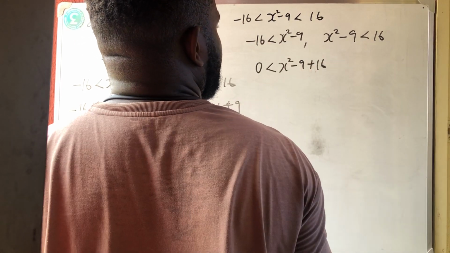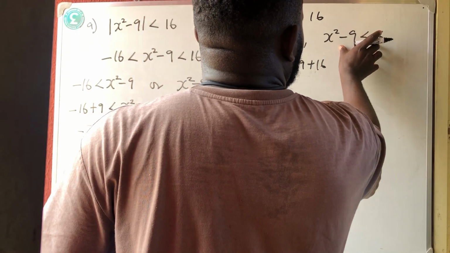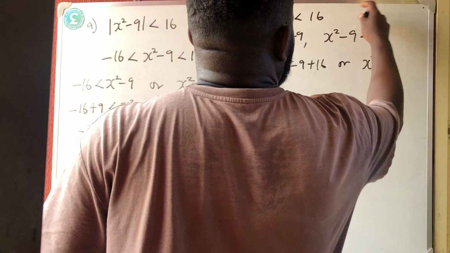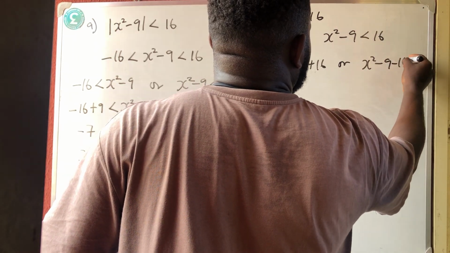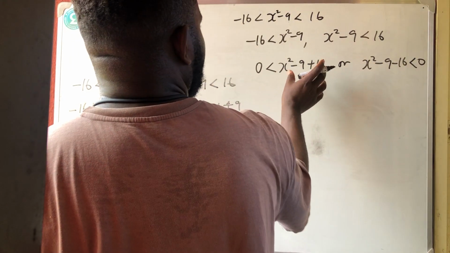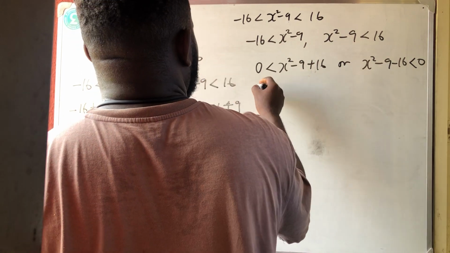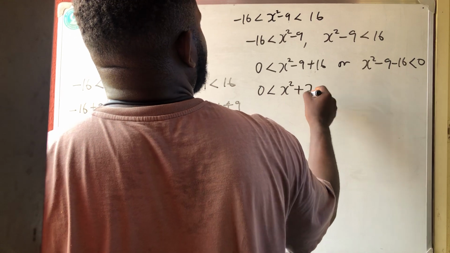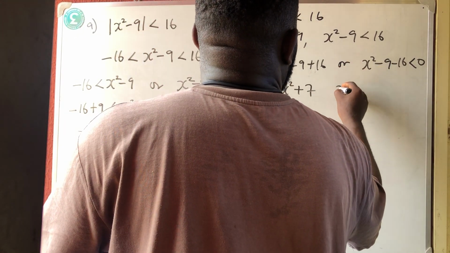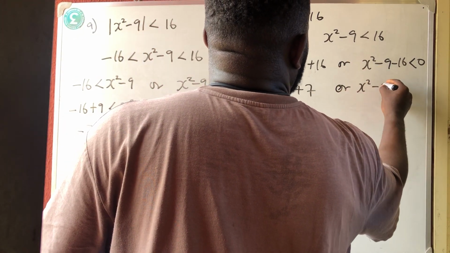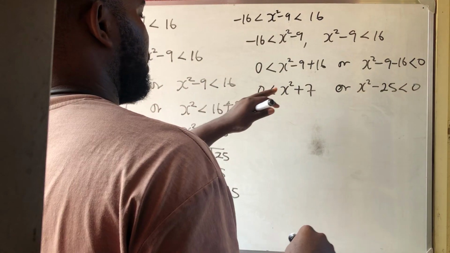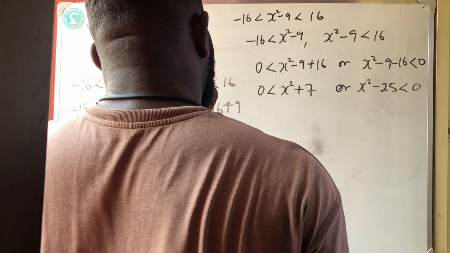Are you getting it now? So now I'm going to have x squared minus 9 minus 16 is less than 0. So what are we having? These two will give me 0 is less than x squared plus 7, or x squared minus 25 is less than 0.